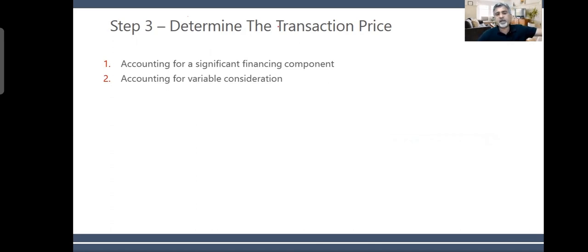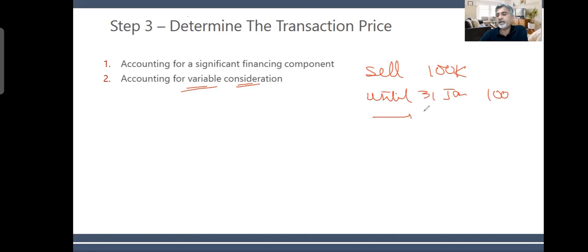Then you might have accounting for variable consideration. Variable consideration means where the price can change. For example, I'm selling some goods to my customer for 100K, and I say that if you pay me by 31st of January, I'll take 100K. If you pay by 28th of February, I will charge you 105. If you pay me by 31st of March, which means 3 months credit, because I'm selling on 1st of January, I'll take 115.